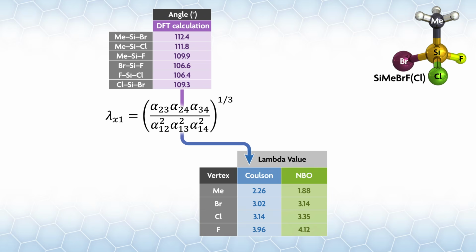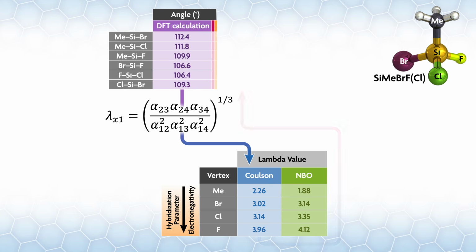Again, we can compare with the values from MBO. The by hand values and MBO values are in pretty good agreement, but both sets of numbers are again consistent with Bent's rule all the way across, with the hybridization parameter and electronegativity of the group going as methyl less than bromine, less than chlorine, less than fluorine.